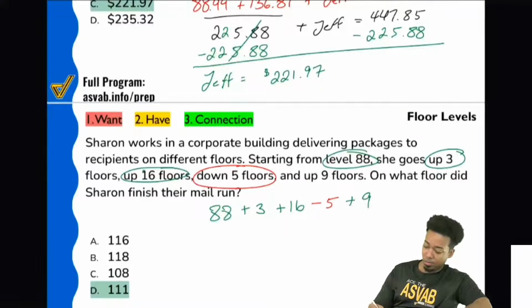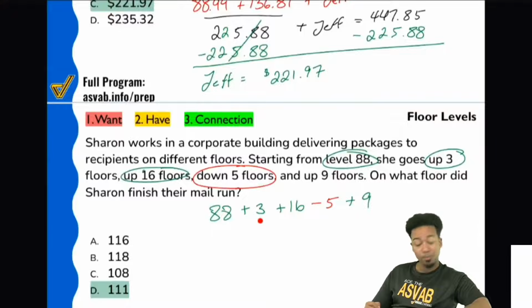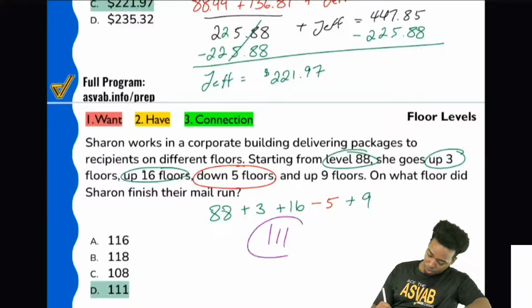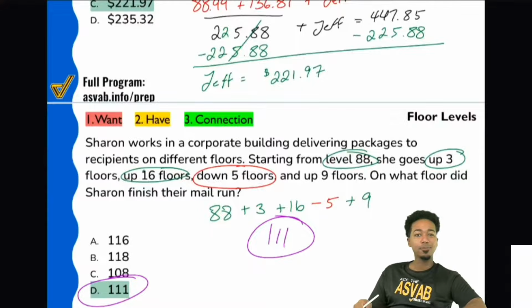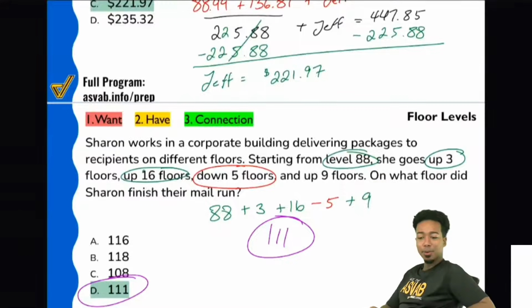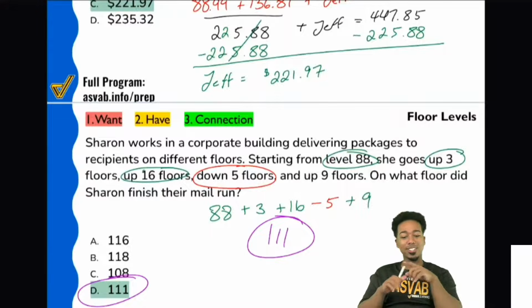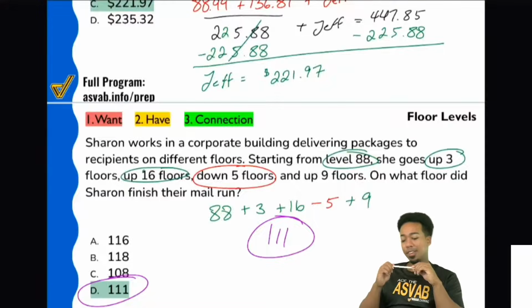So from there, just a little bit of mental math. 88 plus 3 is 91. Plus 16 is 107. 107 minus 5 is 102. 102 plus 9 is 111. So then right there, 111, bam, done, and we're good. Any other questions on these, my party people? Any other questions, or are you ready for a 5-part drill set?